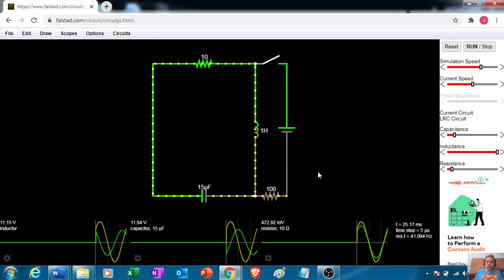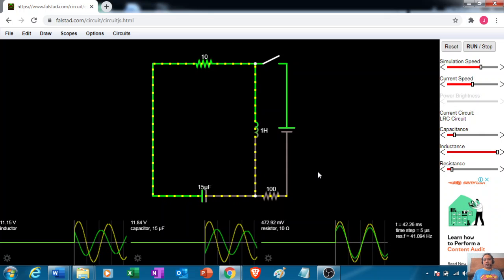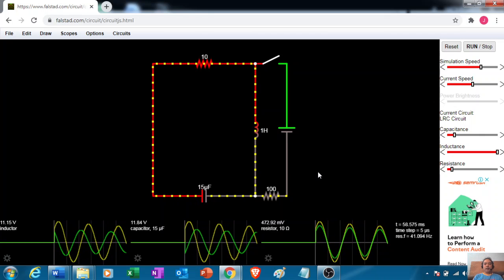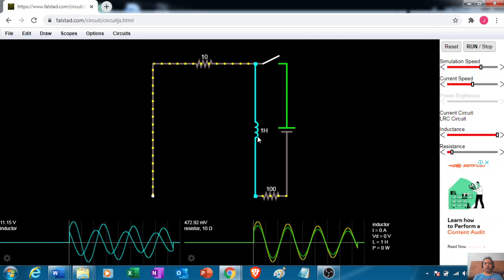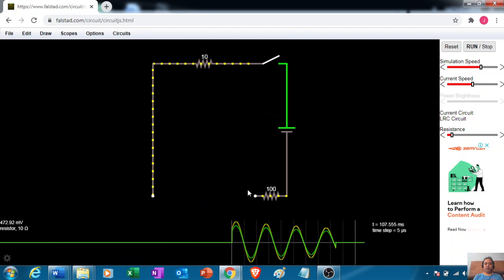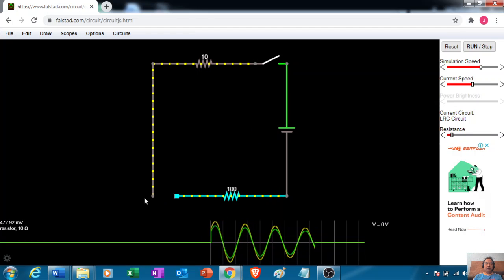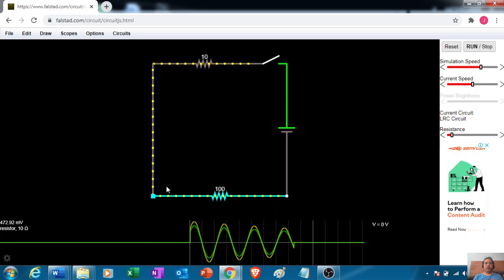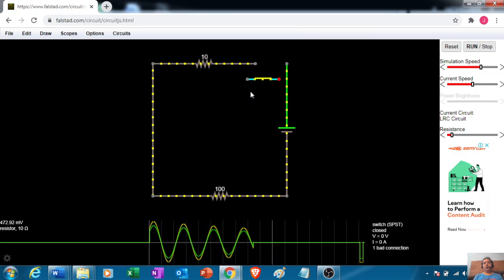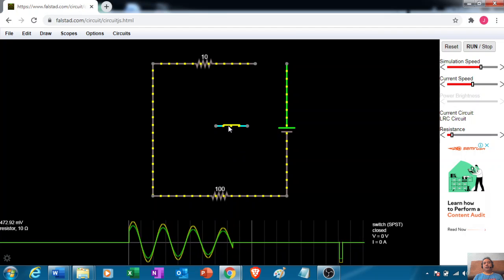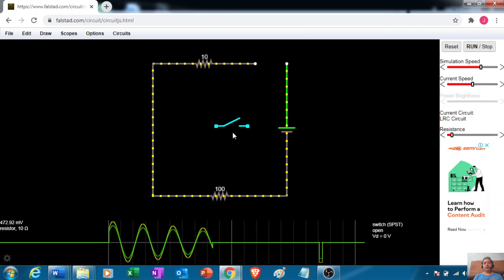Now let's apply a switch in a circuit. So this is a complete circuit. So let's try to remove other elements. Use a purely resistive circuit. Okay, so this is the switch. So how do we use the switch?